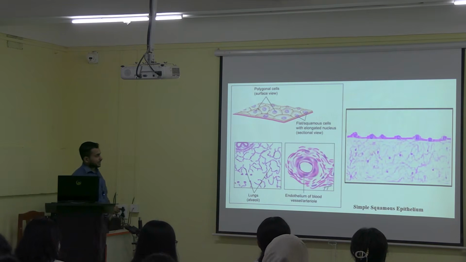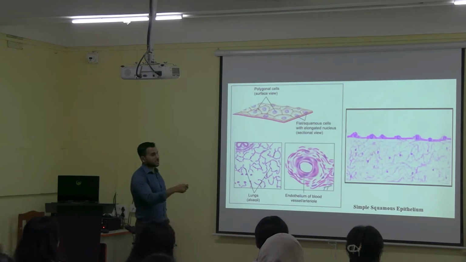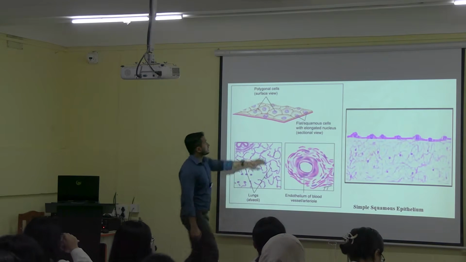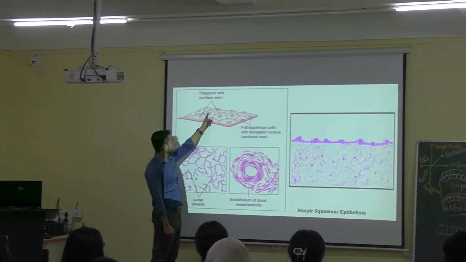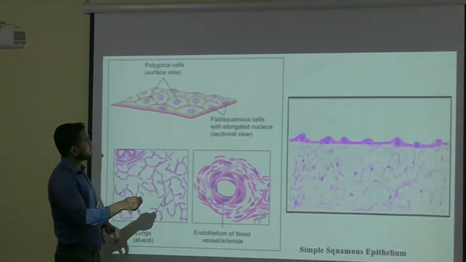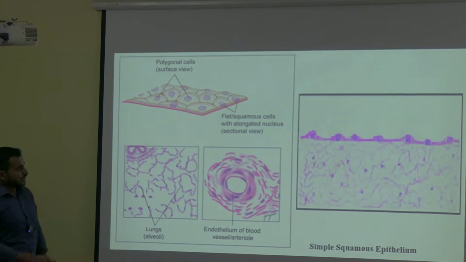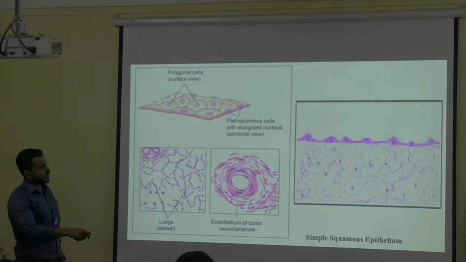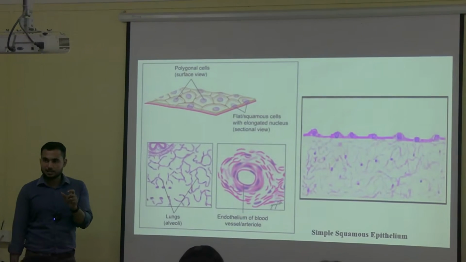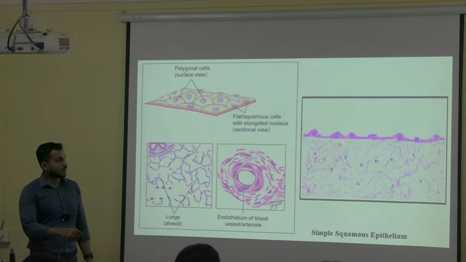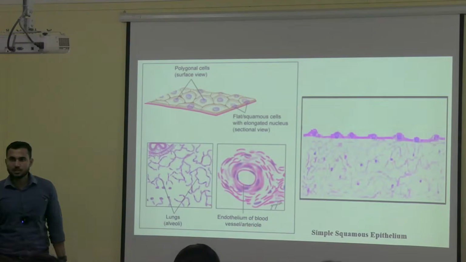Now here you can see the diagram. This is the schematic diagram of simple squamous epithelium. This is the surface view, when we look from above. You can see it looks like a polygon shape. Now this is the sectional view. Now this is how it will appear under the microscope when you focus the slide. So I request everyone to see the diagram carefully.